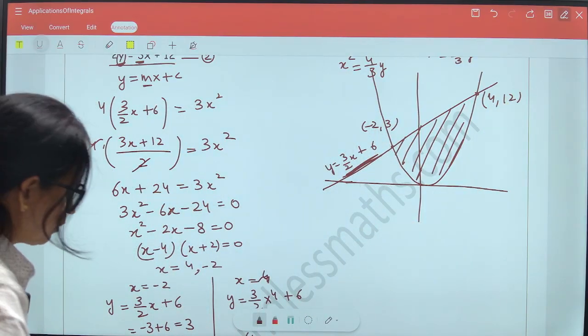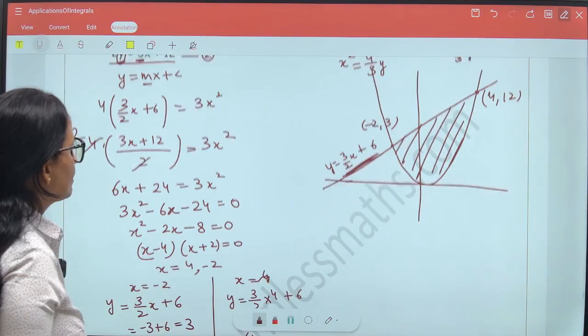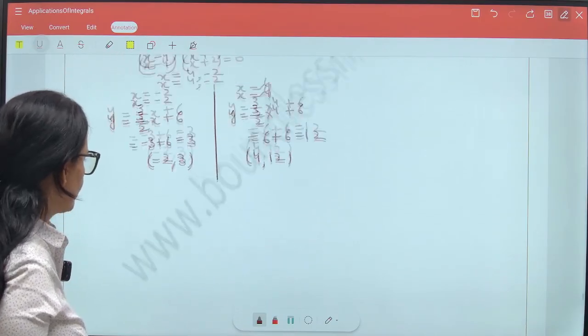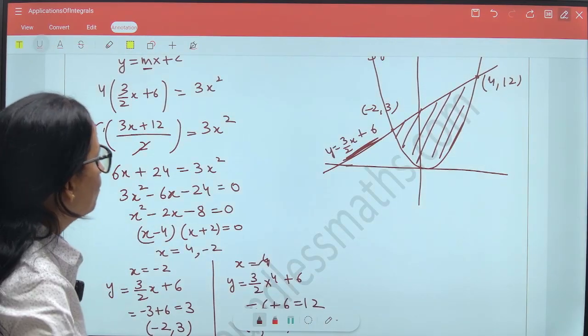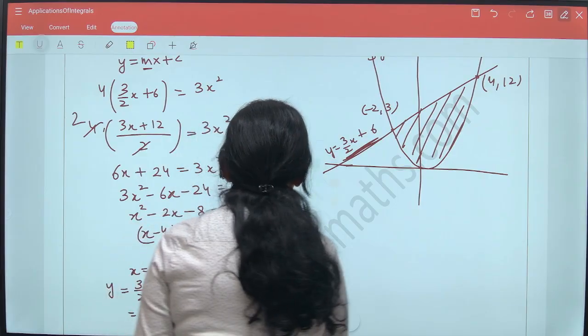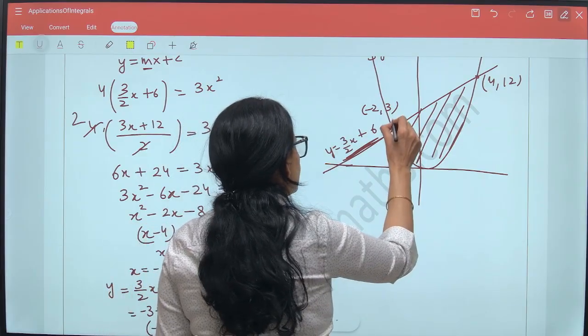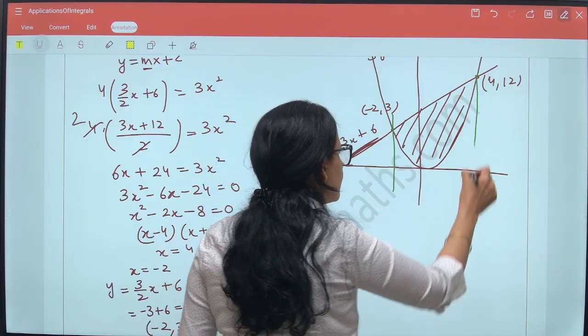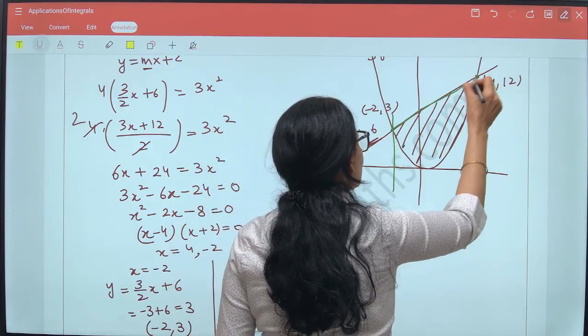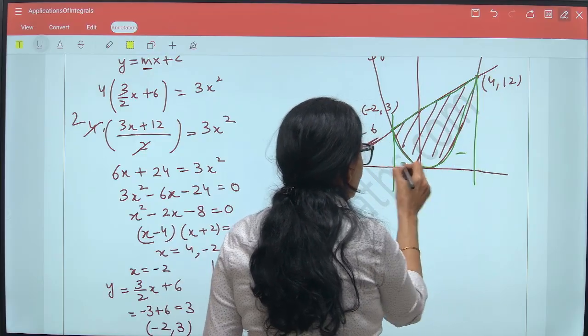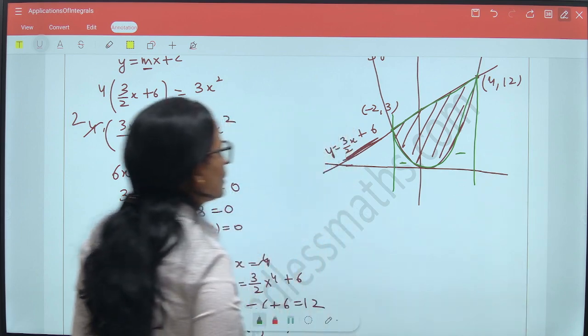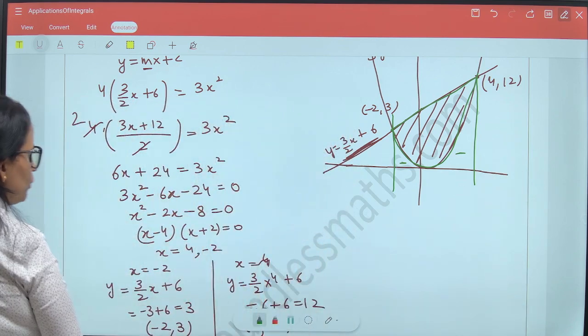Now once we have the points of intersection, this gives us the limits that we need to use. So what is the required area? Area bounded by the straight line minus the area of the parabola. How do we understand that? These are the limits. So area bounded by the straight line minus the area bounded by parabola. This area you need to take away, right? So that will be the required area that we need to find out.